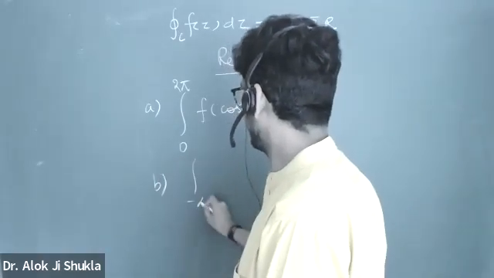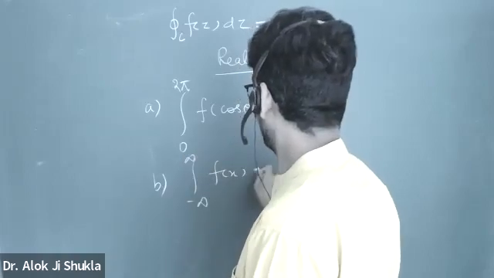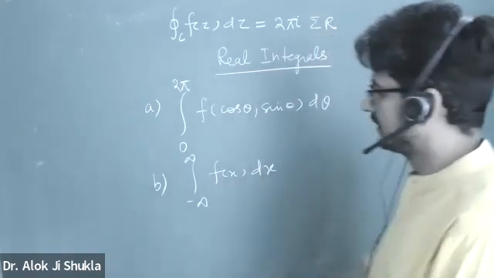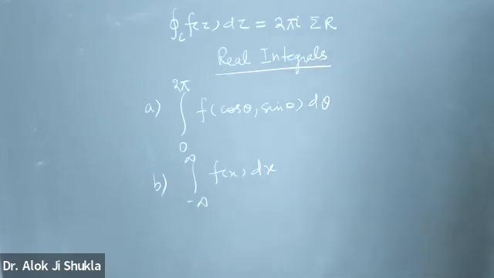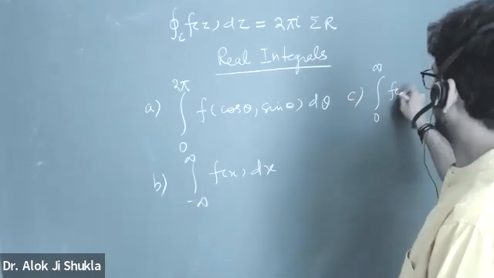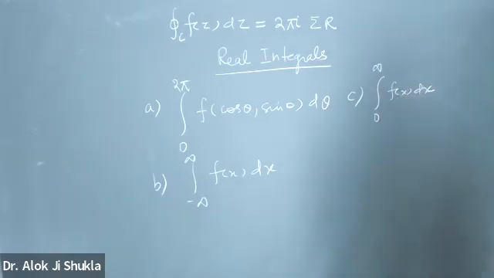B is if we have integrals like this, minus infinity to plus infinity f(x) dx. Okay, such integrals also we can handle, and obviously here the function cannot be odd. If it is odd, then answer is 0. C is if we have some function like this, 0 to infinity f(x) dx, and f(x) is not an odd function, not an even function like that. Suppose, for example, f(x) is 1 upon 1 plus x to the power 3. Such integrals also I will discuss how to handle them.